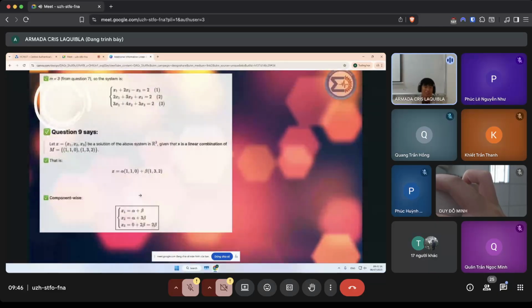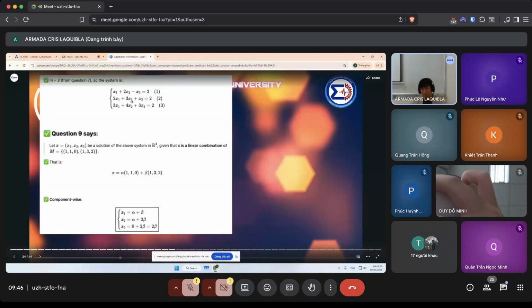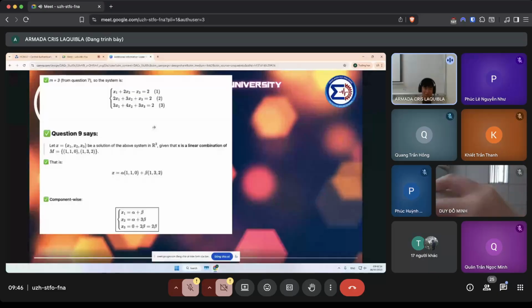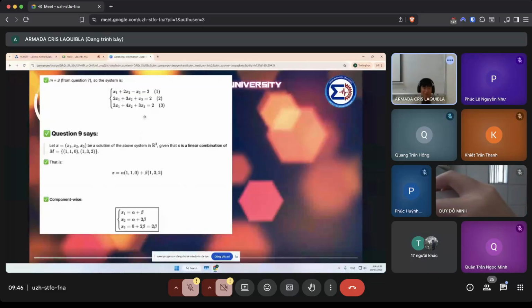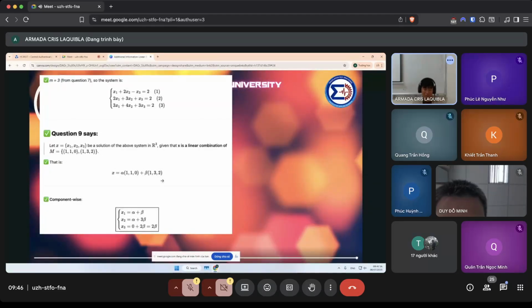So we have this. Again, you can use m equal to 3, we have to use that, and you have this system again. Okay, but no need for you to write this. It's in your scratch paper already because you solved 7 and 8 there. Now, what to do now? Your x is equal to, you have to multiply this with alpha, right? Alpha in your (1, 1, 0), and beta for (1, 3, 2).